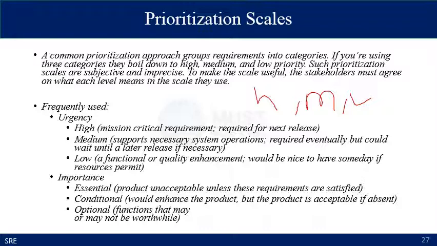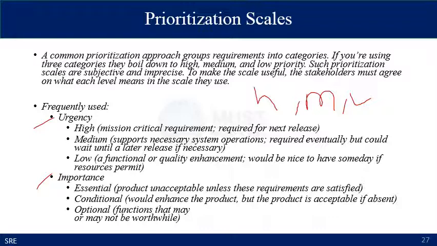They use two scales frequently. Number one is urgency and number two is importance. Urgency again is defined in three levels: high, medium, and low. High refers to the mission critical requirements required in the next release. Medium supports the necessary system operations, required eventually but could wait until a later release if necessary. Low urgency requirements are a functional or quality enhancement which is nice to have, but if you delay it, it is not problematic.